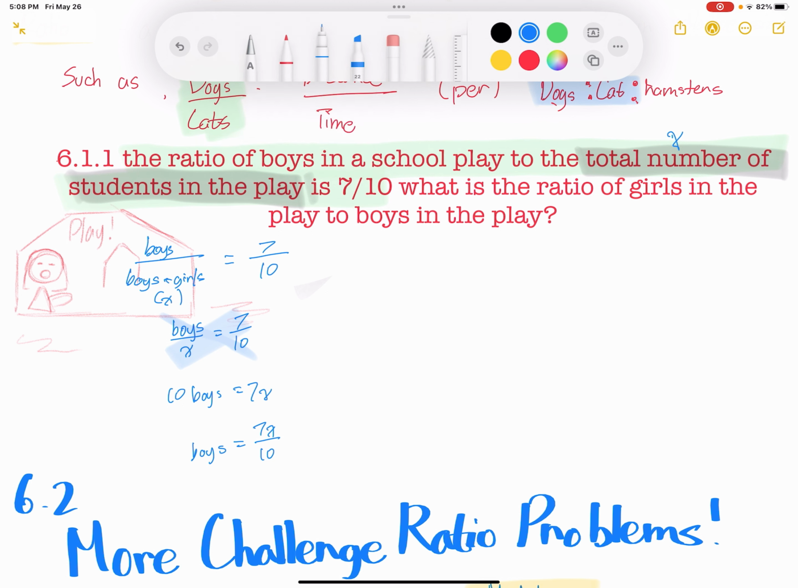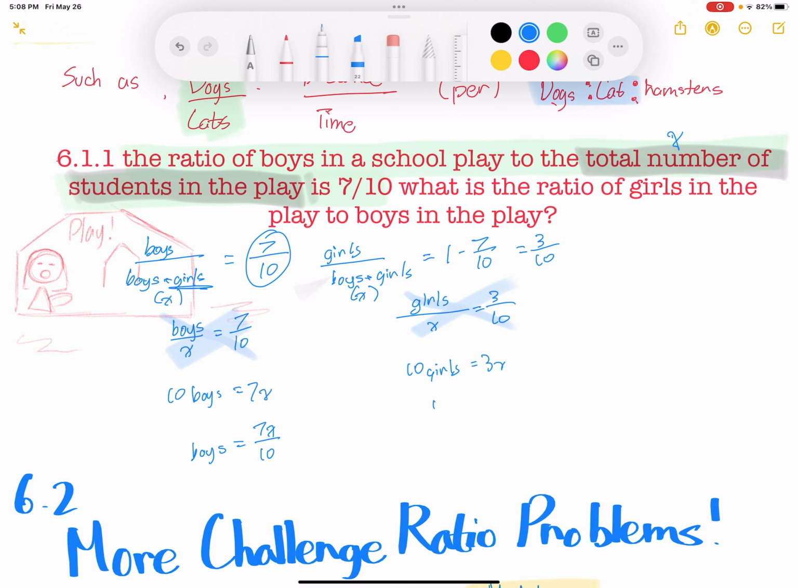Now we're going to keep going for girls. Girls over boys plus girls. Well, how do we solve for something like this? Well, we know boys, and since the only other factor is girls, it is basically just 1 minus what the boys have, which is 3 over 10. Now we represent boys plus girls equals x, so girls divided by x equals 3 divided by 10. Using cross multiplication again, we have 10 girls equals 3x. Girls equals 3x divided by 10.